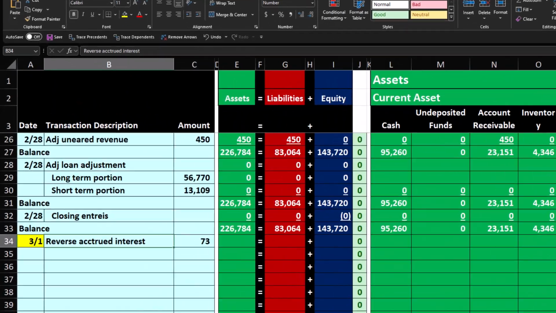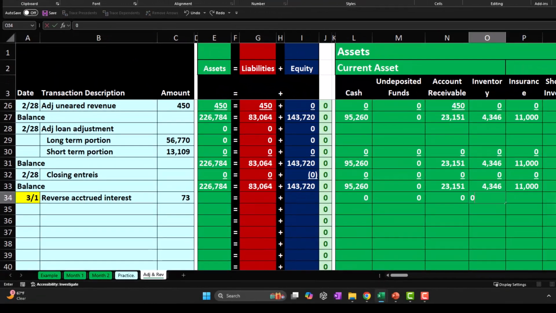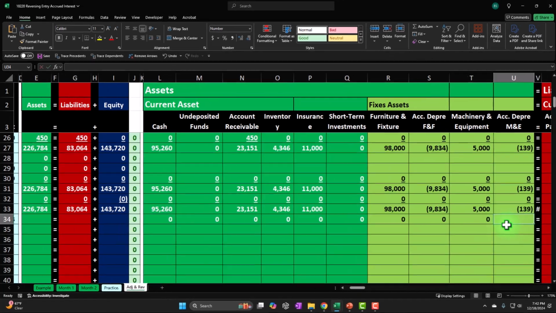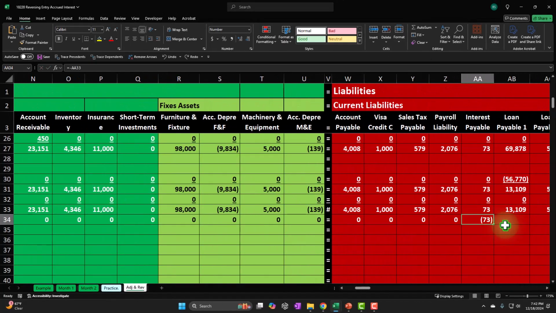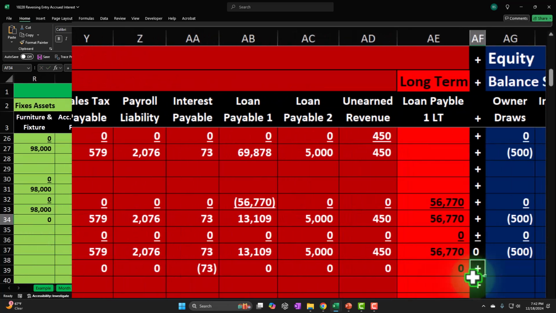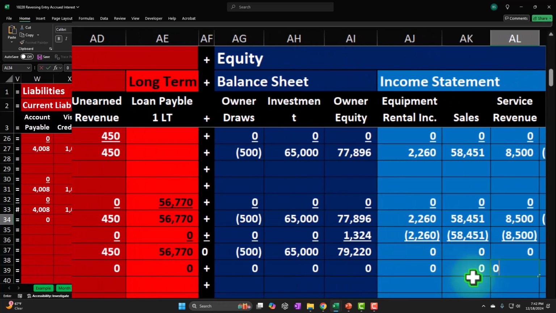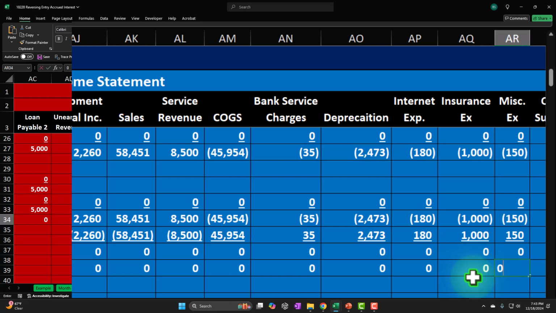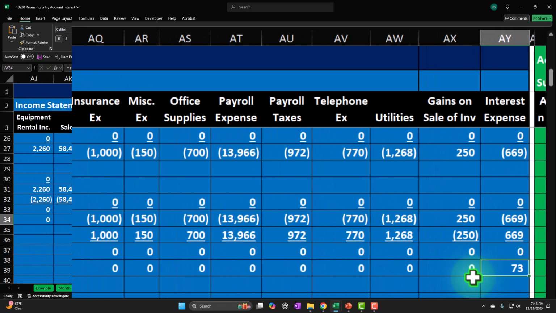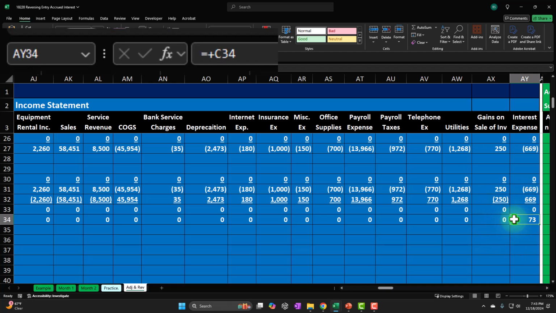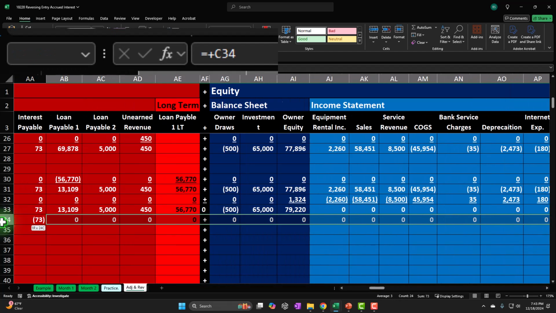So let's go ahead and put some zeros across the board. Zeros across the board. Zeros across. Oh, not there. Not there. All right, it's okay. I can reverse it. I fixed it. I fixed it.